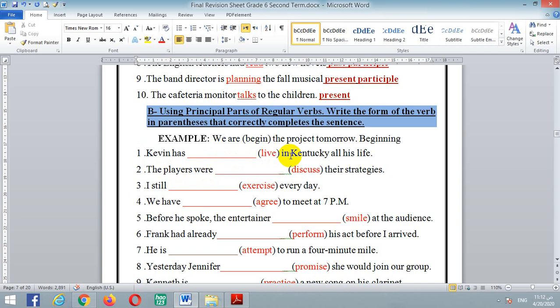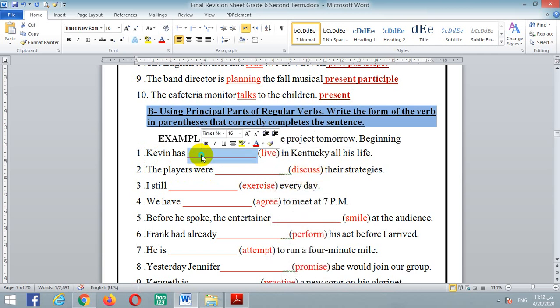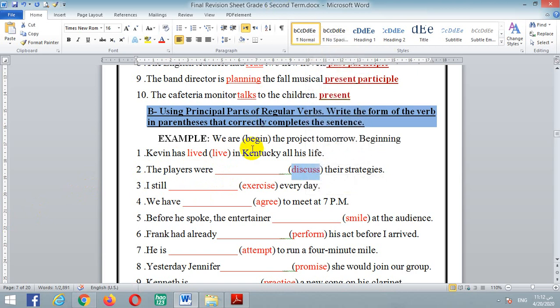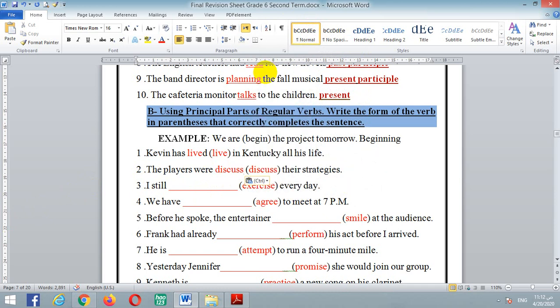Kevin has lived in Kentucky all his life. Here, after has, past participle, and live is a regular verb, so it will be lived. Why lived? Because live is a regular verb, we add d only because it ends in e. The players were... after am, is, are, was, were, so verb plus ing. So instead of discuss, it will be discussing. Yes, good. So it will be discussing.